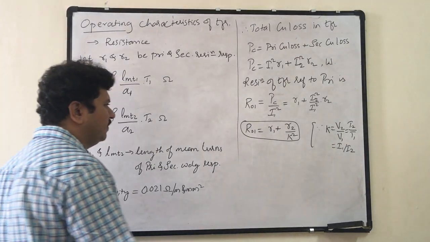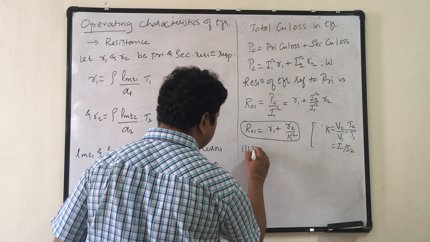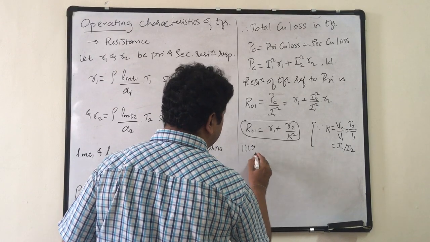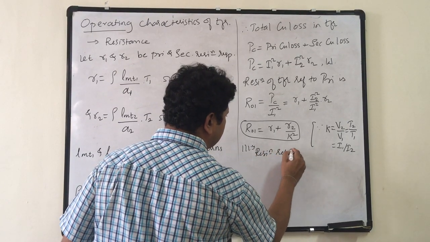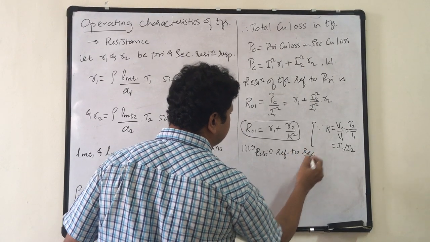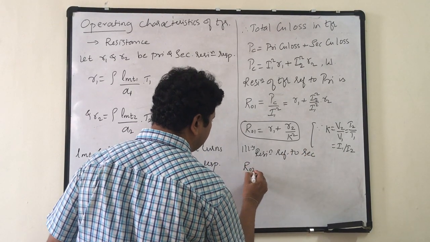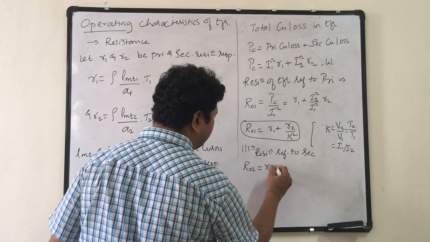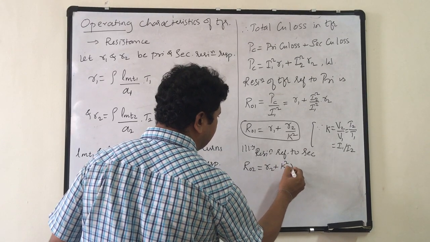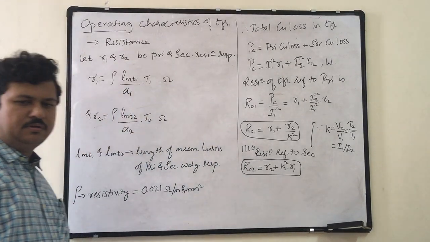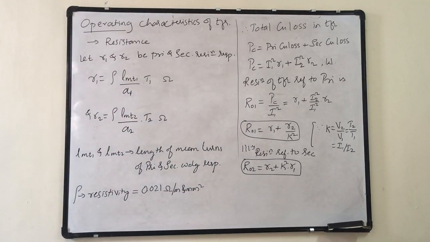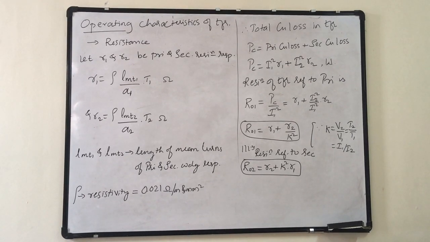If we want to refer to secondary, similarly, resistance referred to secondary is R02 equal to R2 plus K square into R1. So this is the resistance of transformer referred to primary and referred to secondary.